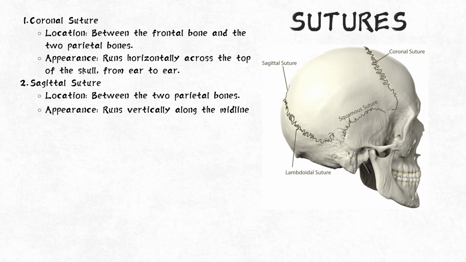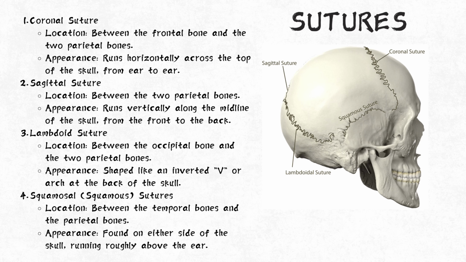Coronal suture. Location: between the frontal bone and the 2 parietal bones. Appearance: runs horizontally across the top of the skull from ear to ear. Sagittal suture. Location: between the 2 parietal bones. Appearance: runs vertically along the midline of the skull from the front to the back.